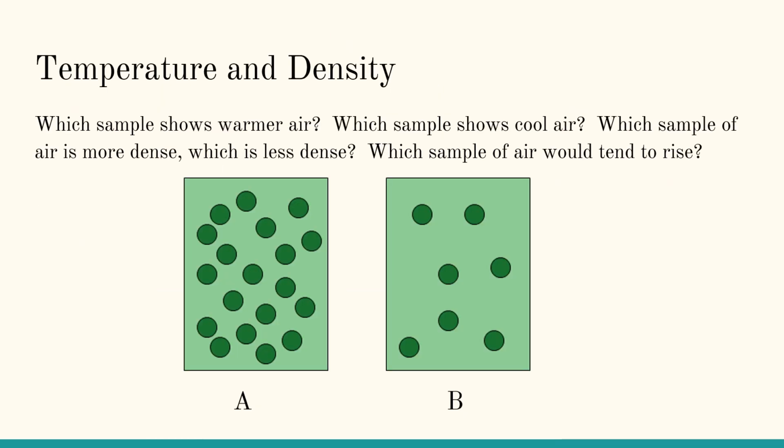Temperature and density. So which sample shows warmer air? Which sample shows cool air? Which sample of air is more dense and which is less dense? Which sample of air would tend to rise? So warm air is sample B. Cold air is sample A. Cold air is more dense and warm air is less dense. Warm air will rise and cold air will sink.